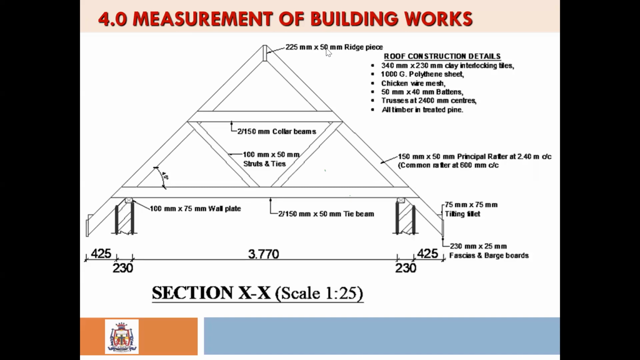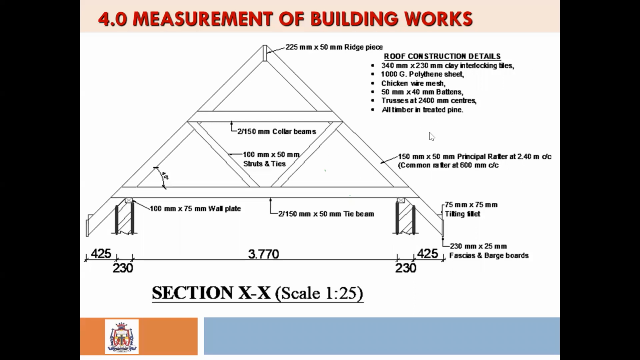Where they meet, we have it there stated, and then the angle of pitch, the angle of this truss is 45 degrees. Now the members that join in between, we have the collar beam, and then we have struts and ties. The collar beam is 150 and there are two. I hope you can see that cross member above the tie beam. And then there are also struts and ties 100 by 50 each.